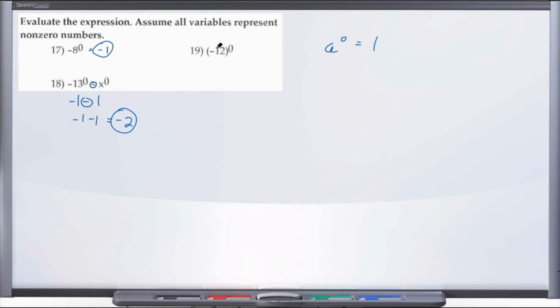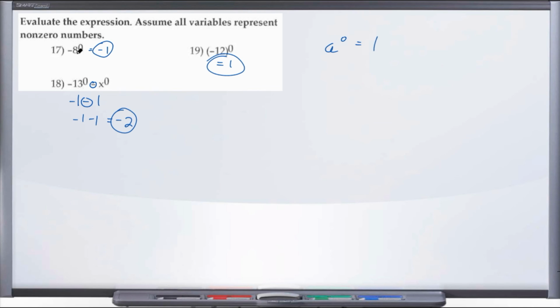And so, what is anything to the 0 power? Just 1. All right, so just be careful there. You have to remember not only anything to the 0 power is 1, but you also have to remember your rules for exponents and parentheses, right? An exponent only has power over what it's directly above.